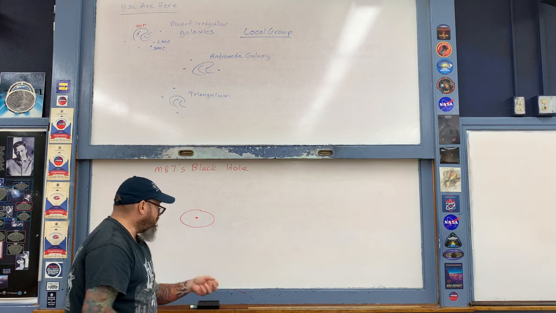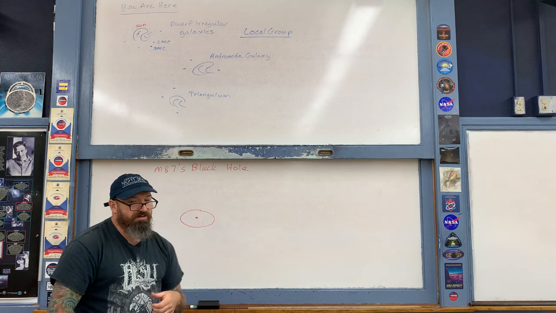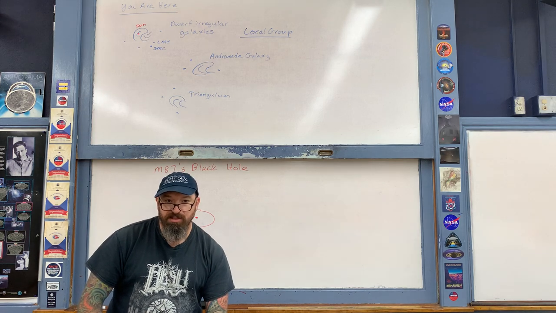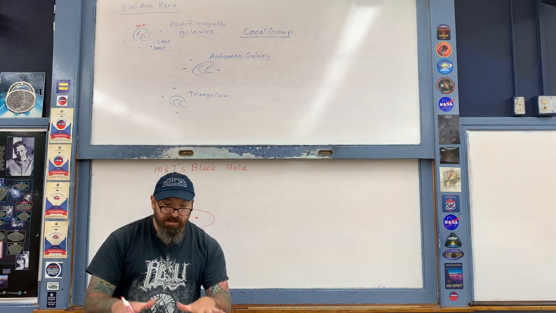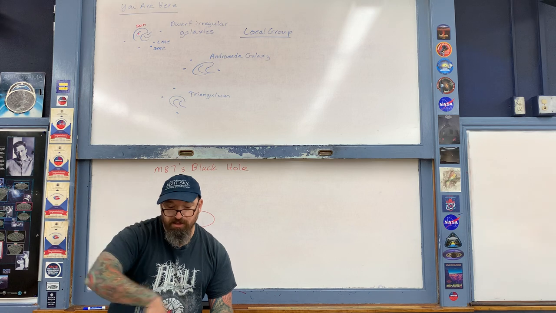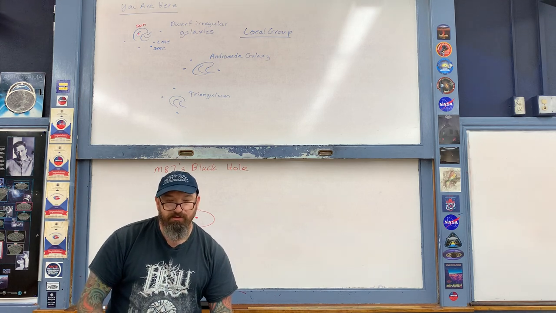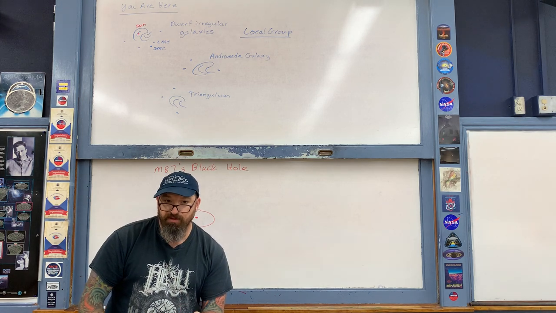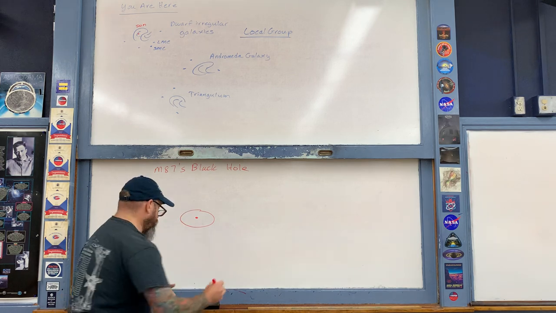We see a huge amount of energy pouring out of this very small region around M87's black hole. The disk of material that forms as it races around the black hole while spiraling down the drain is referred to as an accretion disk.